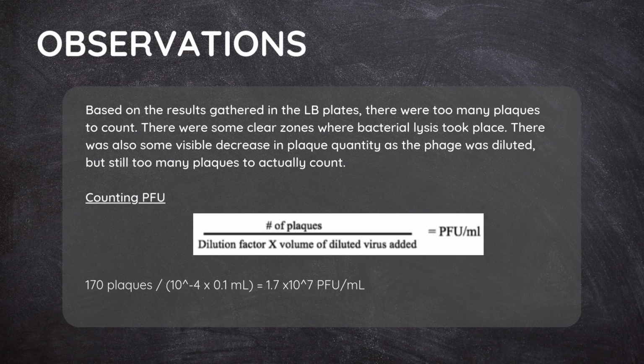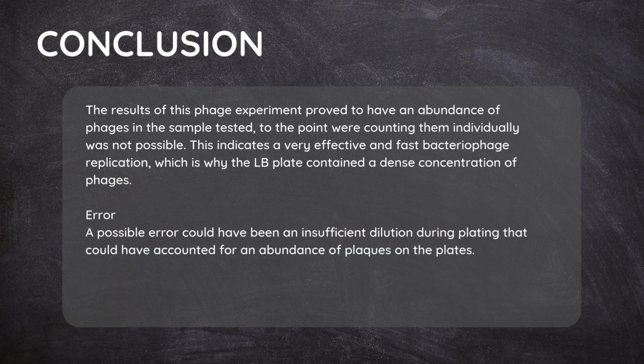We made this calculation based on a theoretical number provided by our TA, which were 170 plaques divided by our dilution factor, which was 10 to the negative 4, times the volume of the diluted virus added, which was 0.1 milliliters, which came up to 1.7 times 10 to the 7 PFU per milliliter.